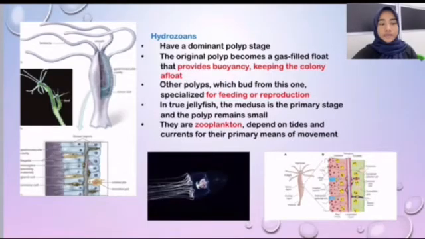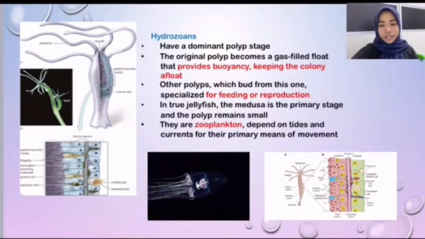The hydrozoan has a dominant polyp stage. Hydra is a hydrozoan and so is a Portuguese man of war. You might think that the Portuguese man of war is an odd-shaped medusa, but actually it is a colony of polyps. The original polyp becomes a gas-filled float that provides buoyancy, keeping the colony afloat. Other polyps, which grow from this one, are specialized for feeding or for reproduction. A long, single tentacle armed with numerous nematocysts arises from the base of each feeding polyp. Swimmers who accidentally come upon a Portuguese man of war can receive painful, even serious injuries from these stinging tentacles.